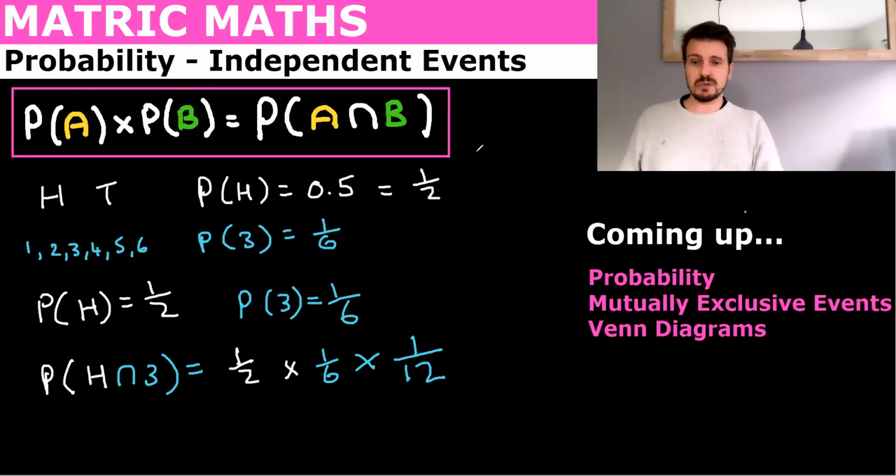And so this in the pink rectangle is your independence test. So very simple. If you are told independent events, you know that P of A and B is equal to P of A times P of B.